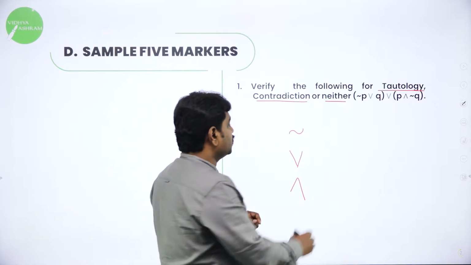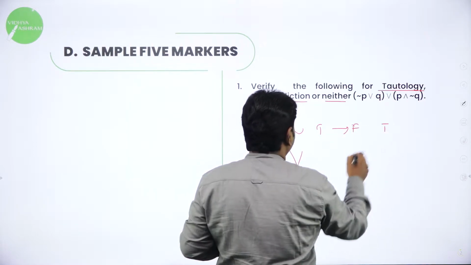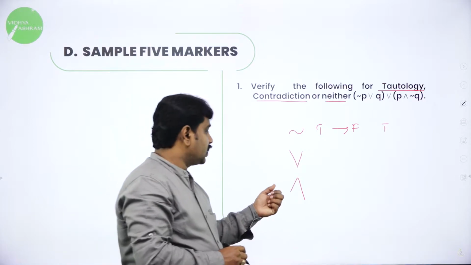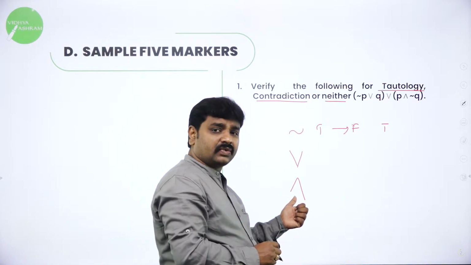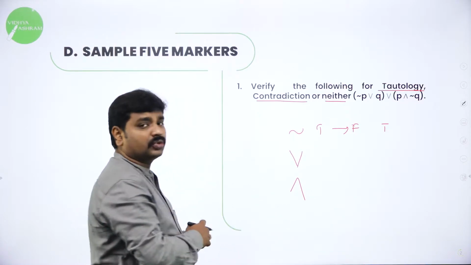So negation means if it is true, make it false. If it is false, make it true. OR means any one is true, the result is true. And how to read this? AND. What is AND? If any one is false, the result is false. These are the 3 basics you should know.